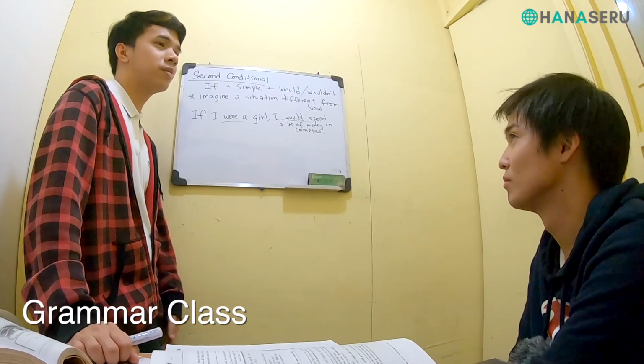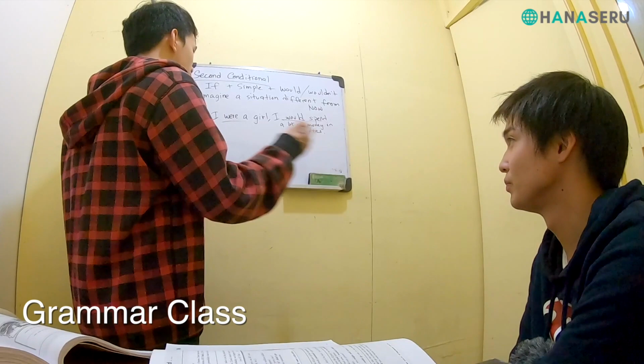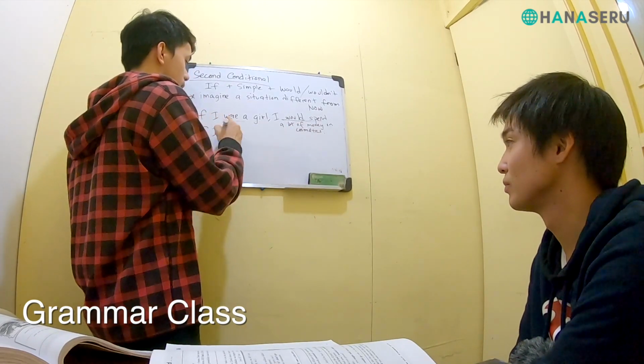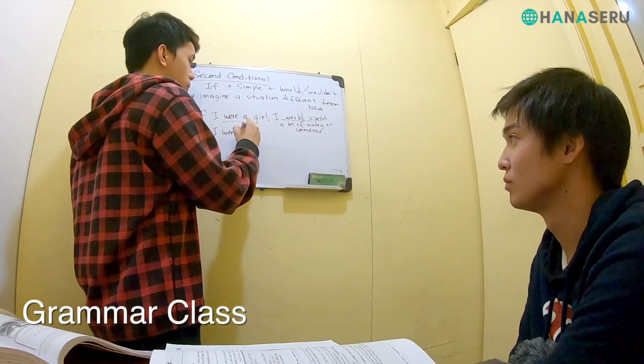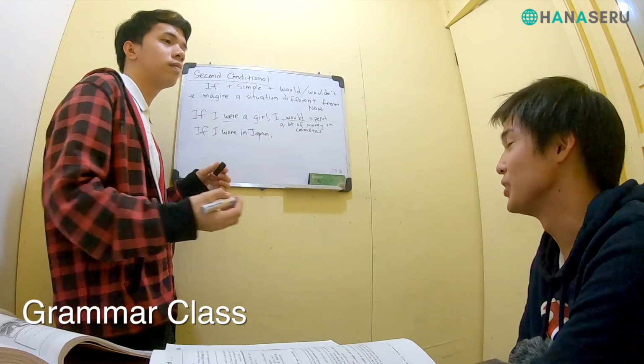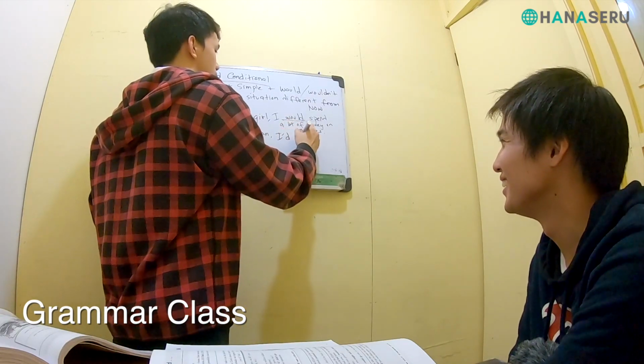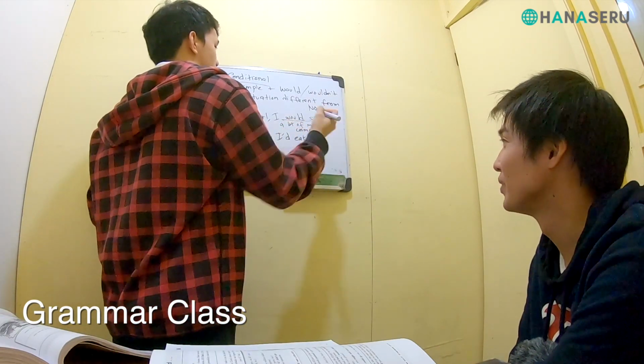Where are you now? What country are you in now? In the Philippines. But what would you do if you were in Japan? If I were in Japan, I would eat sushi. You can also say I'd eat sushi. You love sushi? Yes.